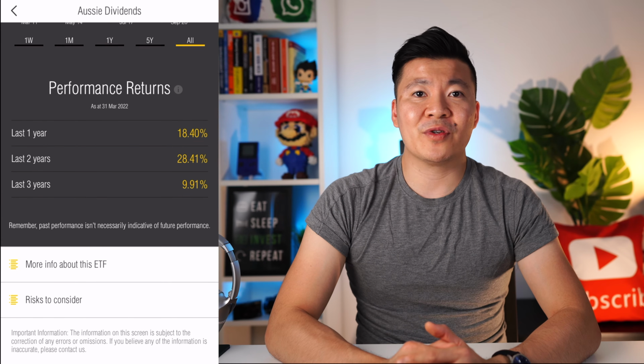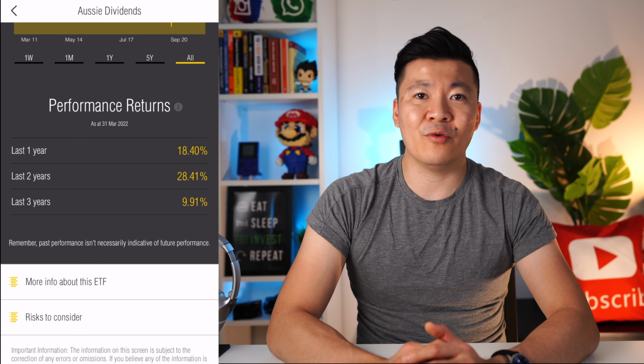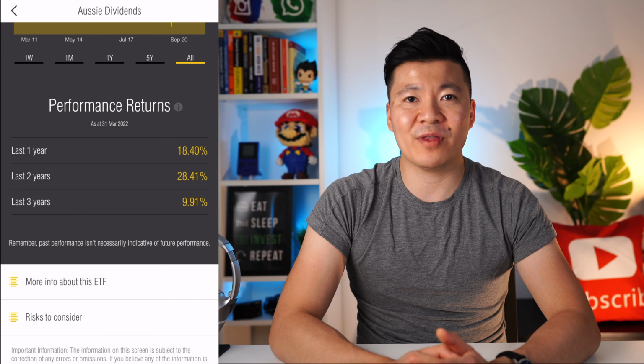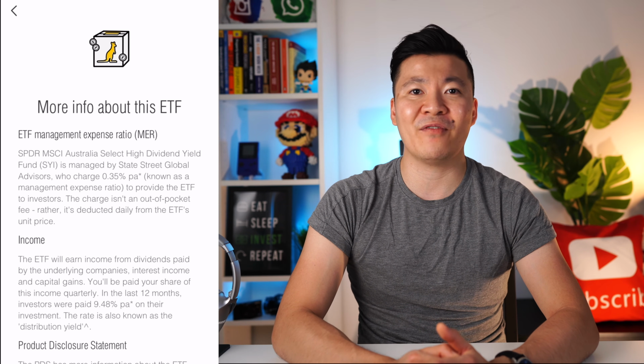The last 3 years average return is about 7.81%, which is decent. But again, that is assuming you reinvest all dividends. The ETF charges 0.35% management fee, which I feel is a little bit high, but not too unreasonable if you're looking for a dividend investment.